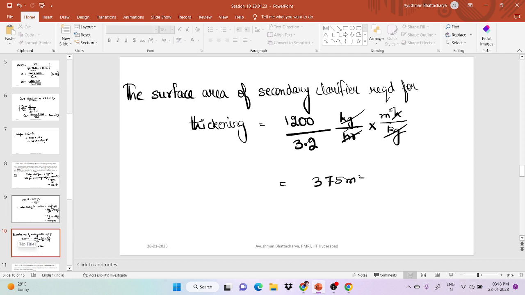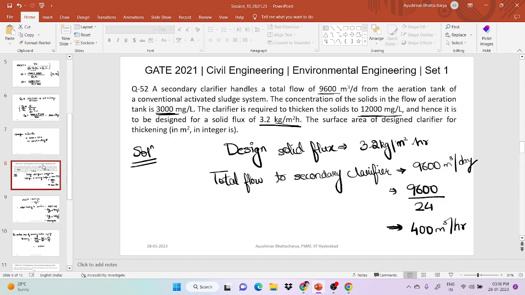Okay. So once again I will explain how I arrived at this. In the question they have mentioned a secondary clarifier handles a total flow of 9600 meter cube per day from the aeration tank of a conventional activated sludge system. The concentration of solids in the flow from the aeration tank is 3000 milligram per liter. The clarifier is required to thicken the solids to 12,000 milligram per liter. Hence, it is designed for a solid flux of 3.2 kg per meter square hour. The surface area of the clarifier is designed for thickening.